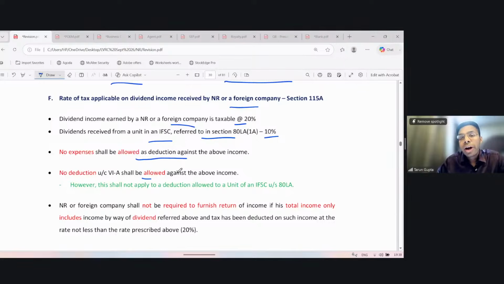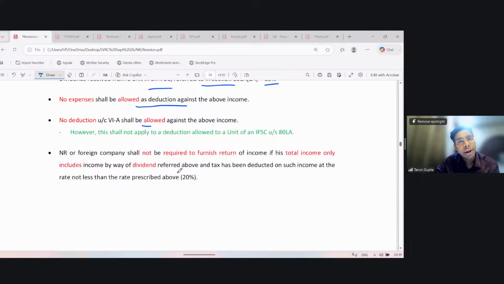Now, if a foreign company is deriving only dividend income from India, and tax has been deducted on such dividend income at the rate of 20%, then as discussed above, the foreign company is not required to furnish a return of income in India. So if the only income taxable in India in the hands of the NR or foreign company is the dividend, and the payer has already deducted tax as per Section 115A, then the NR or the foreign company is exempted from the requirement of filing a return of income in India.